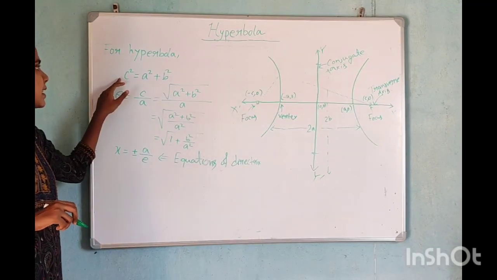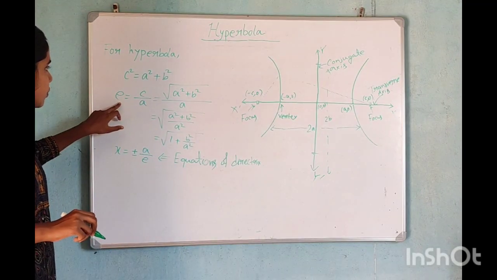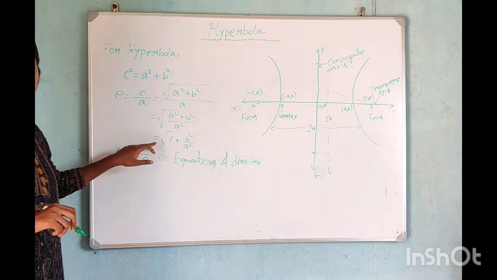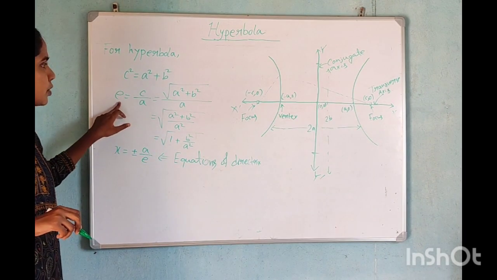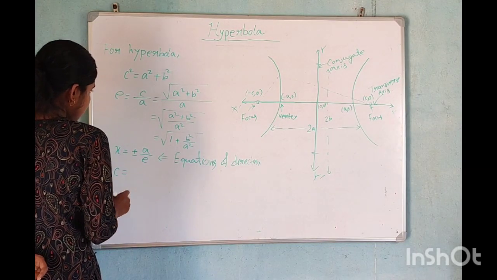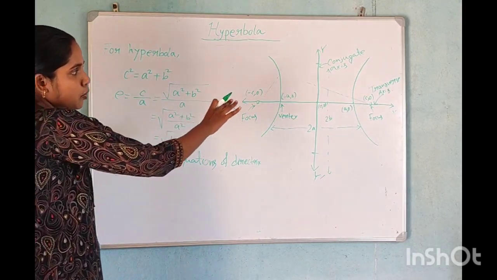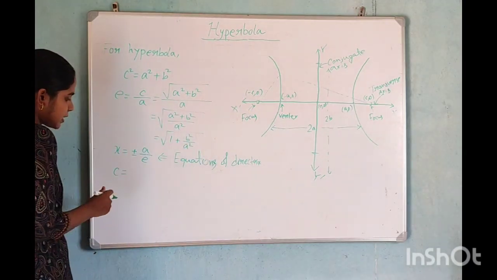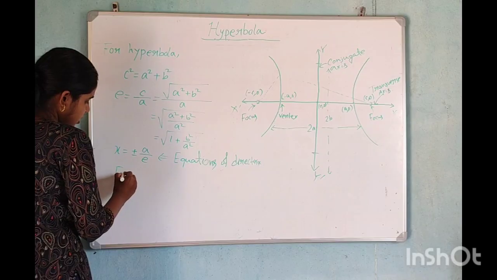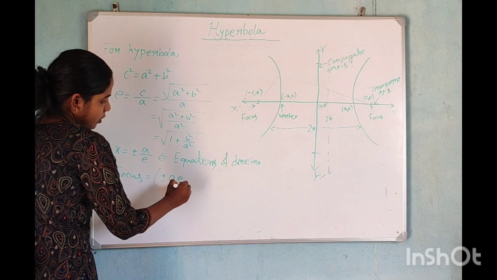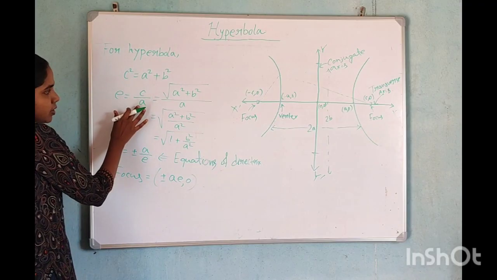Now c is basically, from this we can write, a into e. If we know the value of e, then c equals a into e. Because we get both positive c and negative c for two foci, we can write our foci as plus minus a e comma 0, from this relation c equals a e.